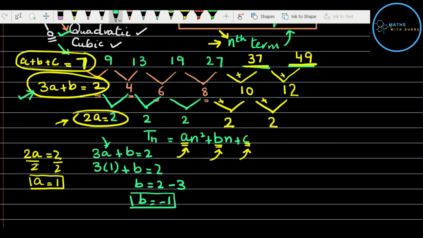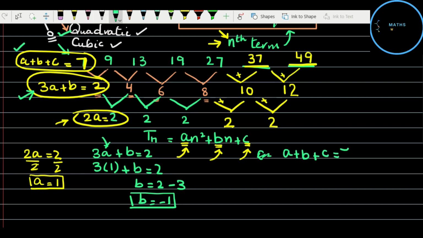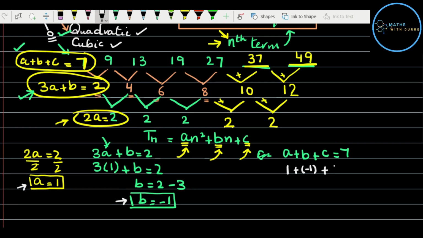Okay, in the same way we will calculate the value of c. How? By using this equation. That equation is a plus b plus c is equal to 7. As you know, we have calculated b here, that is minus 1, and a is 1. So we will just substitute the values and get the answer. That is 7. So c is 7.